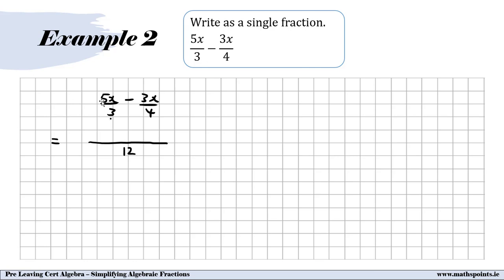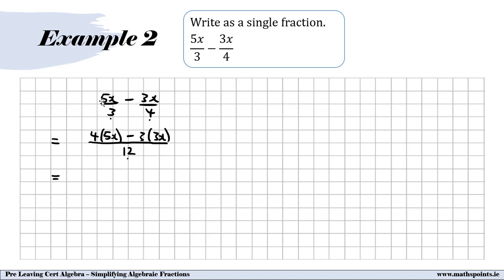How many times does 3 go into 12? Well, 3 into 12 goes 4 times, and so I've multiplied 3 by 4 to get 12, so I have to multiply the numerator by 4. So on top I have 4 multiplied by the numerator, 5x, minus, and here I have to decide how many times 4 goes into 12, and 4 goes into 12 3 times, and so I've multiplied 4 by 3 to get 12, and so I have to multiply the numerator, 3x, by 3. So on the top I have 3 by 3x.